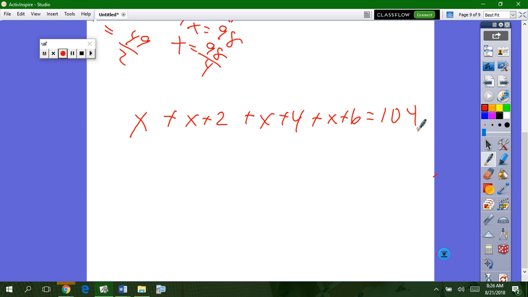Okay. Once again, we still have 4 x's. 2 plus 4 is 6, plus 6 is 12. Now I feel better. You okay? Yeah, I'm just trying to solve that. There's my 4. 2 plus 4 plus 6 is 12.